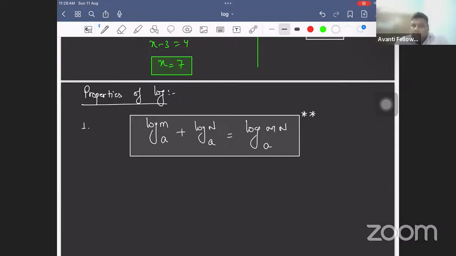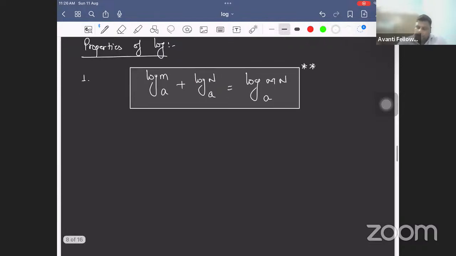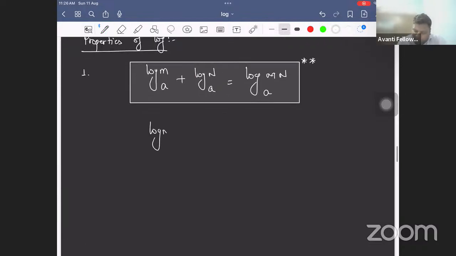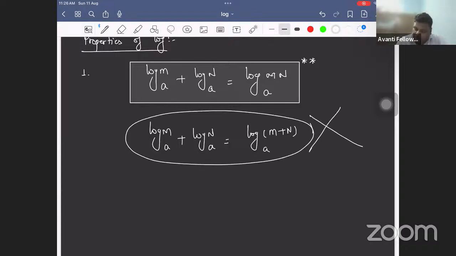And now along with this, I am going to tell you which you should never use. Now what kids do? They do log m base a plus log n base a. Now they say take log common, log m plus n base a. This is totally wrong. Why wrong? Log cannot be taken common.